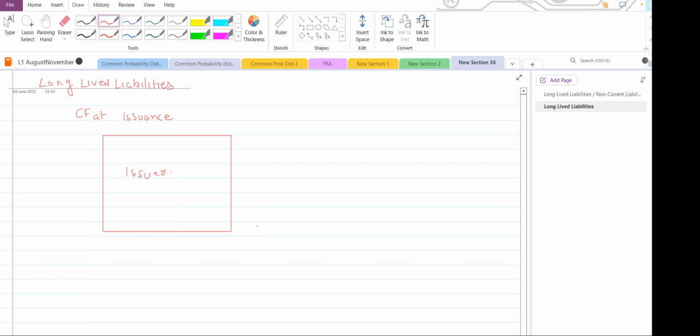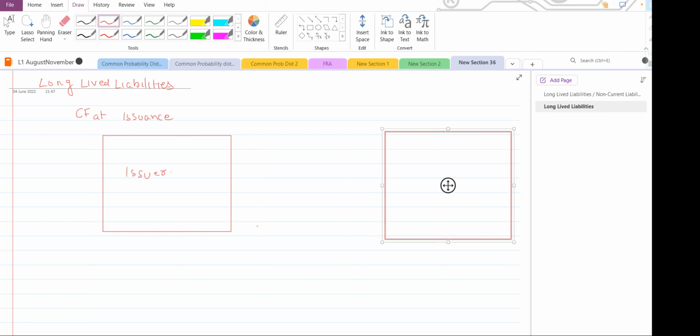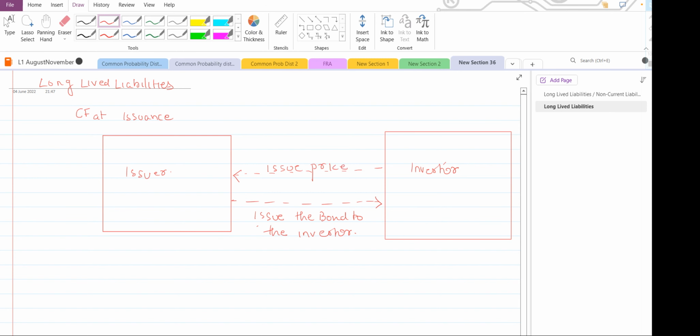This is my issuer, right? And this is the investor. Now, the issuer would sell the bond or issue the bond to the investor, and the investor in turn would pay the issue price to the issuer to buy the bond.